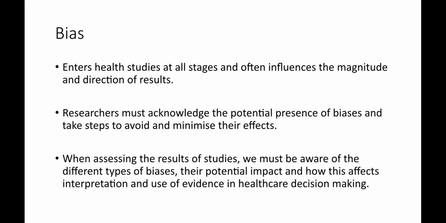Okay, so bias enters studies at all stages and often influences the magnitude and the direction of results. It can go in any direction, actually. It can be more favorable to a larger effect, or it can also be to a more negative effect or a null effect. There's very little you can do apart from executing the study properly, acknowledging the sources of bias, and trying to limit them as much as possible. It's almost impossible to rule out all bias, but researchers are responsible to acknowledge the potential sources of bias and take all possible steps to avoid and minimize their effects.